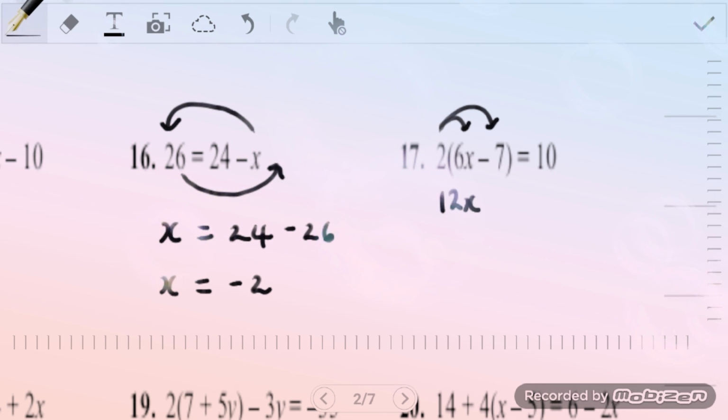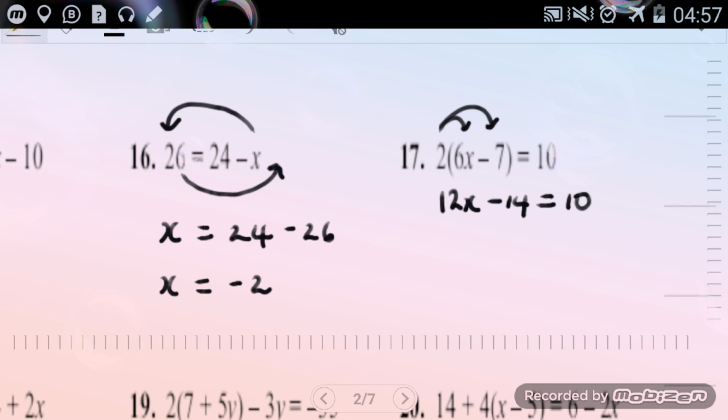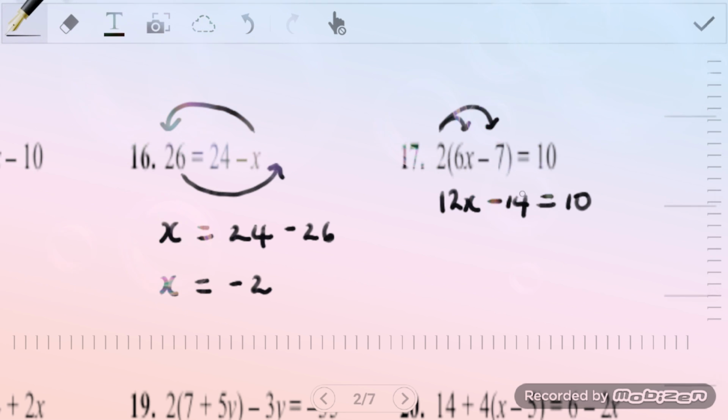And 2 multiplied by minus 7 gives us minus 14. And so that's going to be equal to 10. Okay, so now what we end up with here is 12x take away 14 is equal to 10.